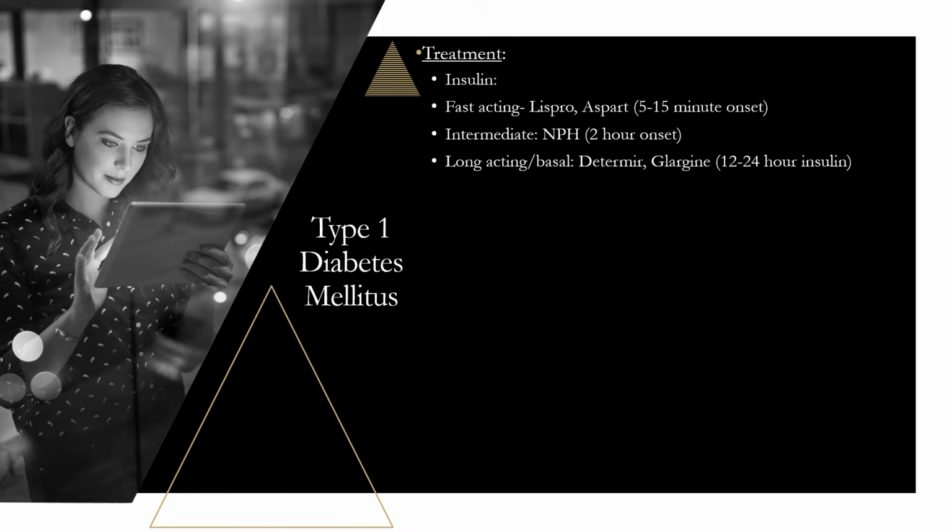And then finally, your long-acting, your basal insulins. These are going to be Detemir, Glargine, and another one is Degludec, and that's Lantus. Tresiba. Those are all the brand names for those, but those are going to be your 12 to 24-hour insulin.